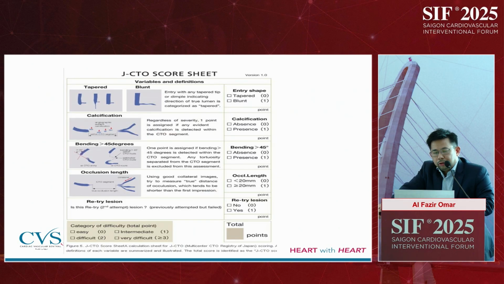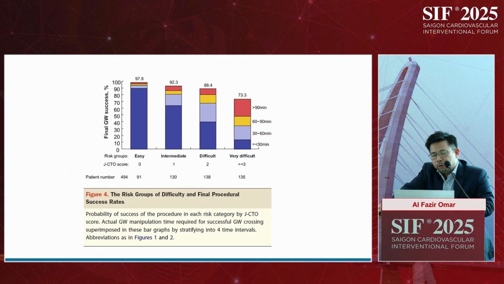Okay. So when you see a patient who has a CTO who requires intervention, you need to quantify how difficult it is. And one of the scoring systems that we use is the JCTO. So you look at whether it's tapered or blunt, whether there's calcification, whether it's tortuous, and also the length and the reattempt. So you have a point system where 0 is easy, intermediate is 1, difficult is 2 or more. And what we know from here is that if you look at the JCTO score, you can see the success, guide wire success, and the timing.